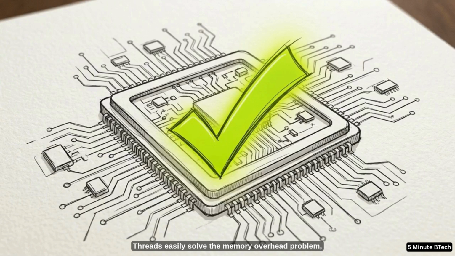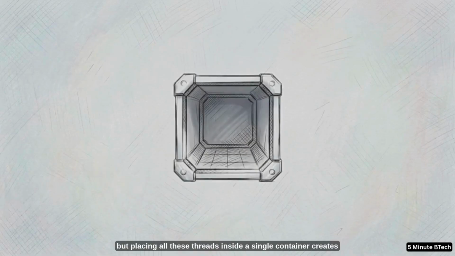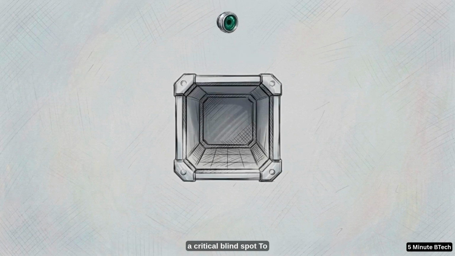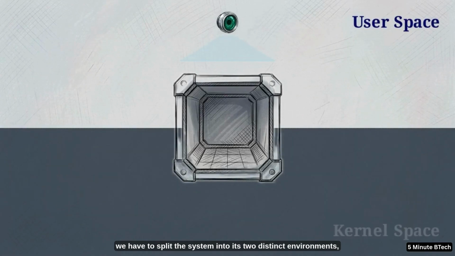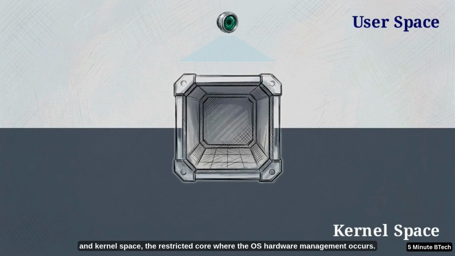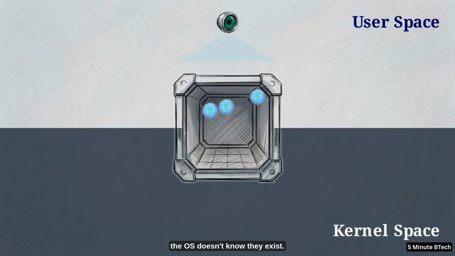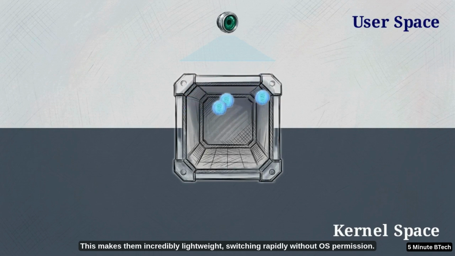Threads easily solve the memory overhead problem, but placing all these threads inside a single container creates a critical blind spot for the operating system, which schedules when threads actually run. To see this blind spot, we have to split the system into its two distinct environments: user space, where the applications and libraries operate, and kernel space, the restricted core where the OS hardware management occurs. The threads we just created exist entirely in the top layer. These are user-level threads. Because they are managed by user libraries, the OS doesn't know they exist. This makes them incredibly lightweight, switching rapidly without OS permission.